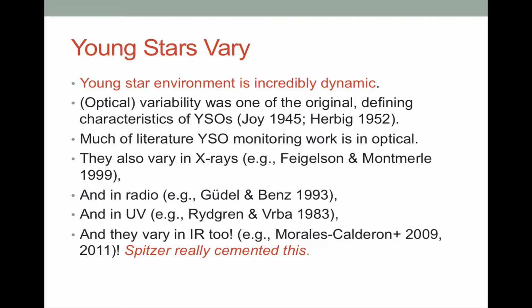Back in the 40s and 50s, when people were still trying to figure out that stars were young in the first place, originally optical variability was one of the defining characteristics for finding young stars. And perhaps as a result of that, much of the literature, young star monitoring to date, has been in the optical. But it turns out they also vary in X-rays and in radio and in the ultraviolet. And it turns out they vary in the infrared too. We weren't entirely sure that they were going to do this, that they were going to vary in the infrared. In fact, there were some people that were arguing there's no way that they could vary in the infrared, except they do. And Spitzer really put a nail in that coffin.